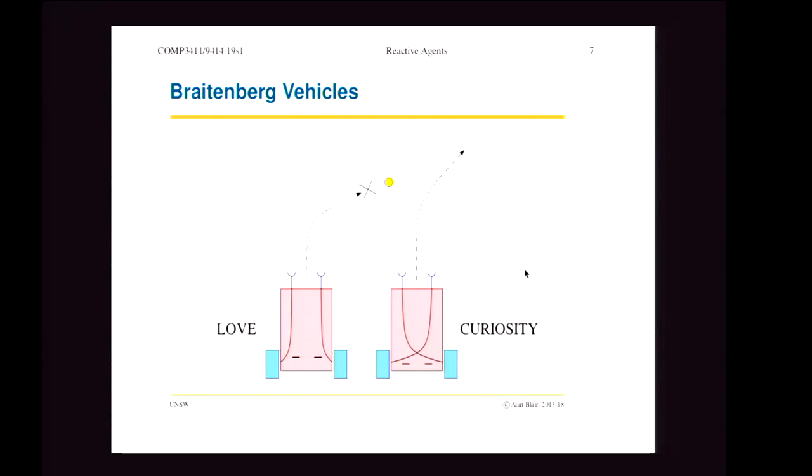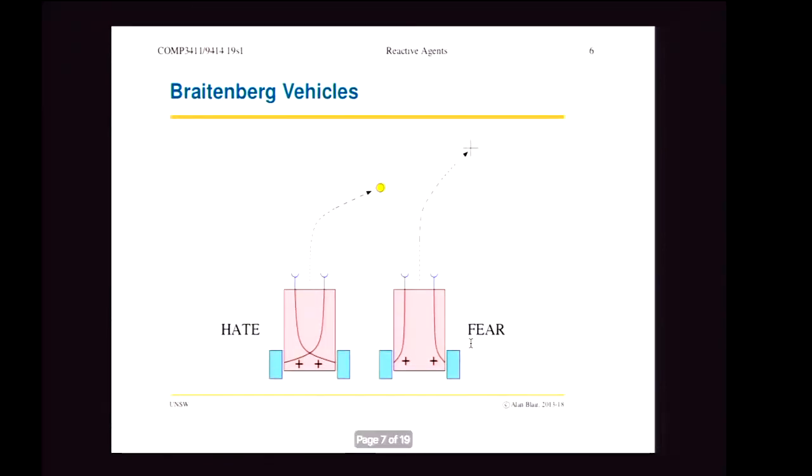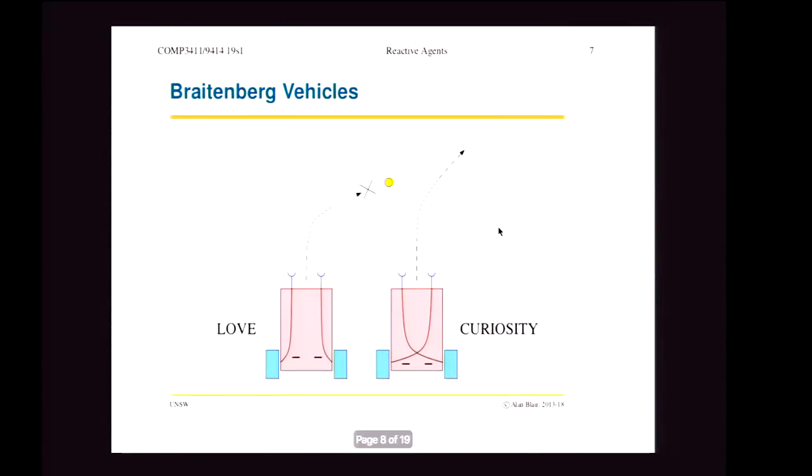When it'll slow down, as if it's trying to get a good look at it, and then it'll move off and speed up again looking for something else. So Breitenberg called this wandering behavior, but because the other three vehicles are named after an emotion, these days we tend to call this curiosity. Yeah. So with these four combinations, we've got hate, fear, love, and curiosity. And this is the main point of the book.